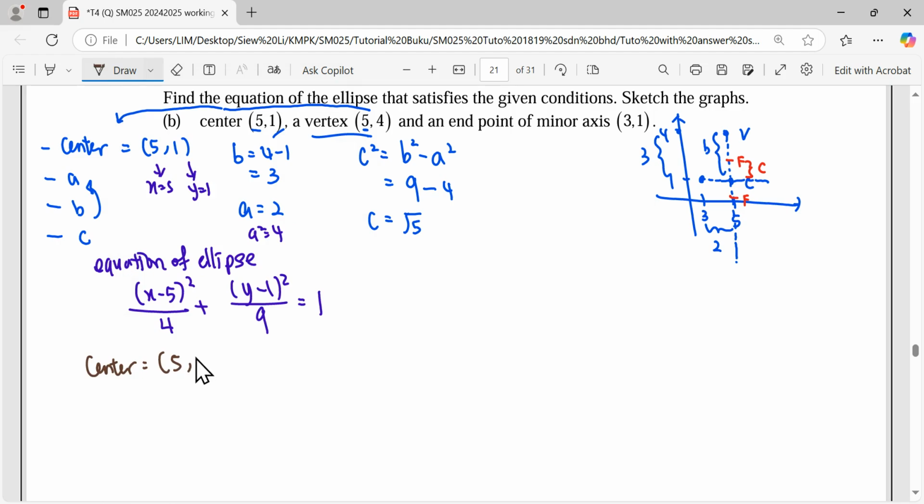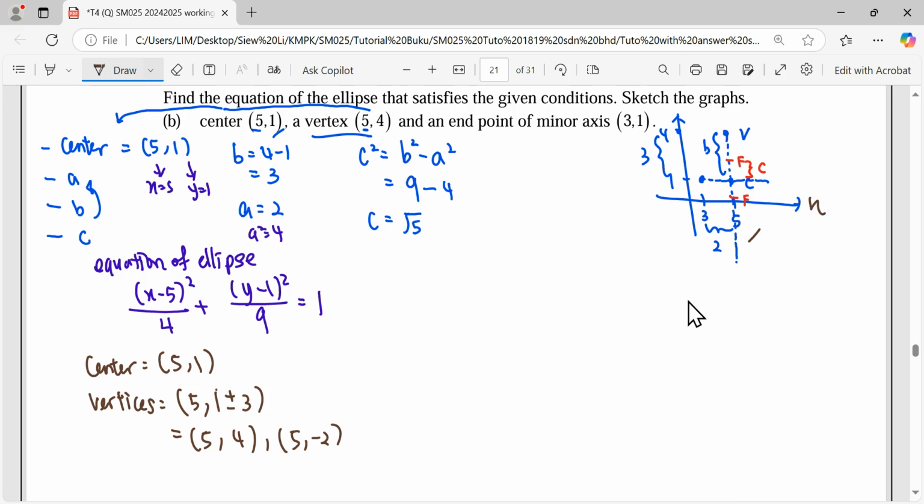Center, which is (5, 1). Alright, so the vertices: you're moving up, moving down, so the x coordinate does not change, the y coordinate goes plus b and minus b, plus minus 3. So here we have (5, 4) or (5, negative 2). So we will go until below the x-axis here, we will go into quadrant 4.